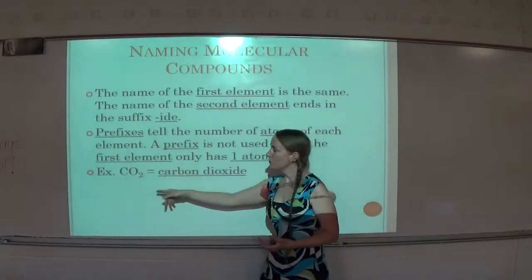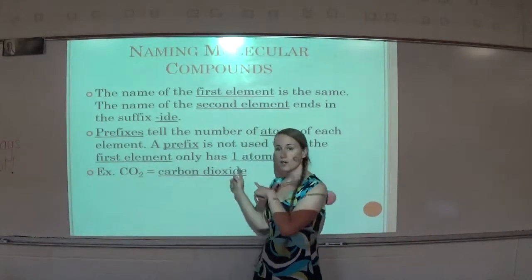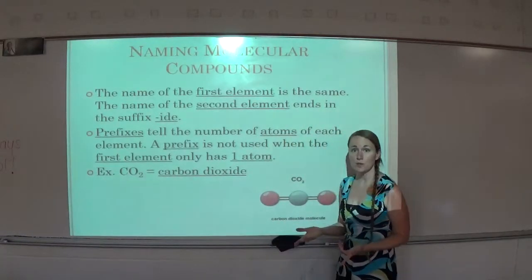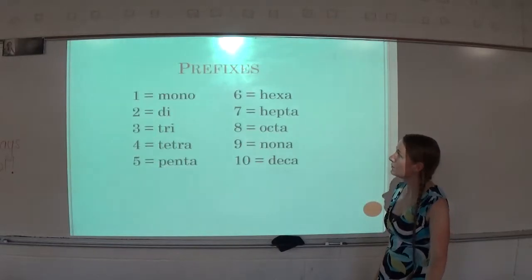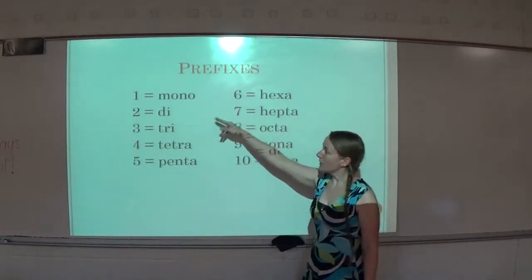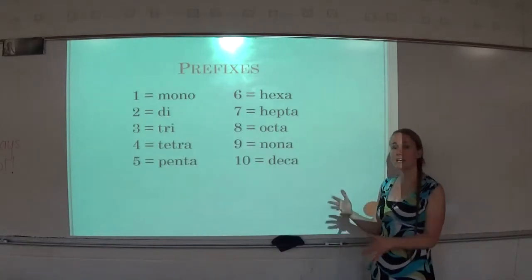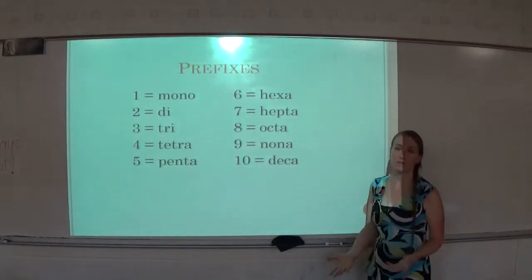So CO2, C is carbon, O we're going to call oxide, and because there's two O's, we're going to use the prefix di for 2. So let's look at what those prefixes are. So here are your prefixes: mono, di, tri, tetra, penta, hexa, hepta, octa, nona, and deca. So those tell us the prefixes for that amount of atoms.